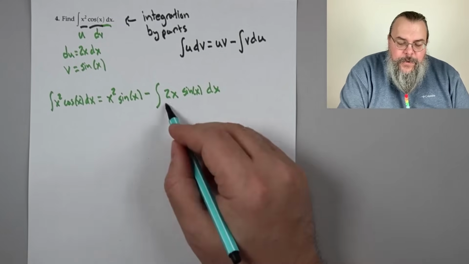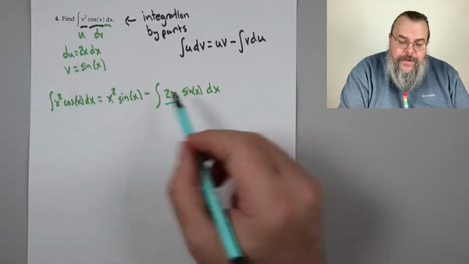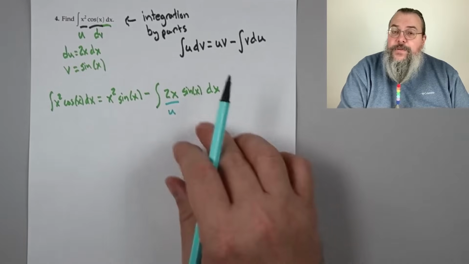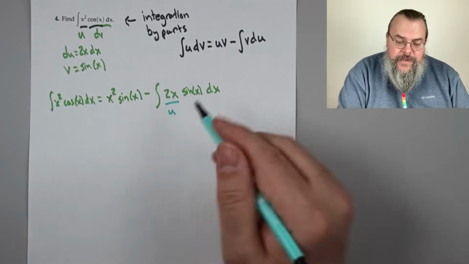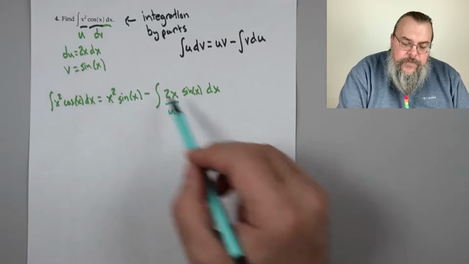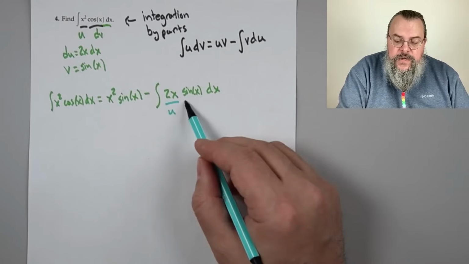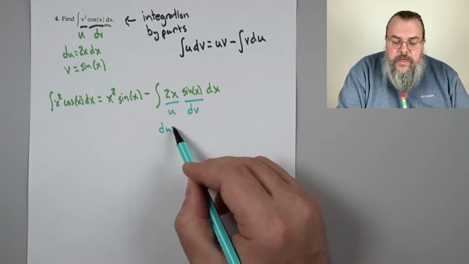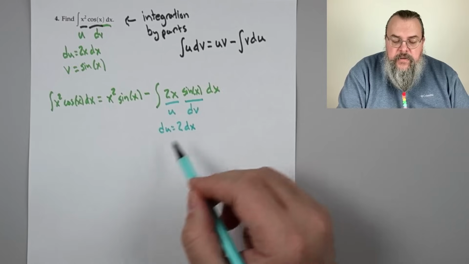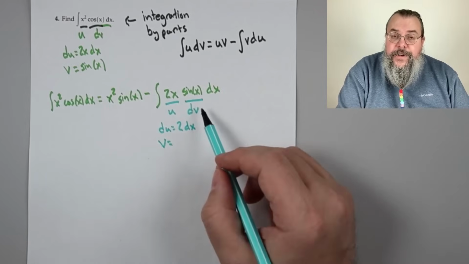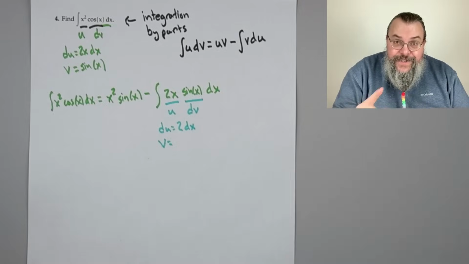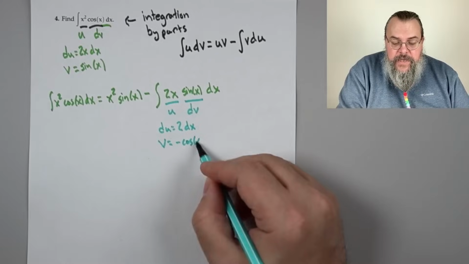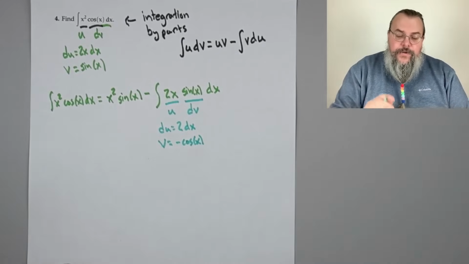So we've already committed with our u's and dv's. So we don't want to switch. If we switch, it undoes all the good we've done. So the polynomial part is still u. The trig part is still dv. du will be 2 dx. And then the integral of sine is negative cosine. Yeah, that's why I said be careful. And so, what do we have?